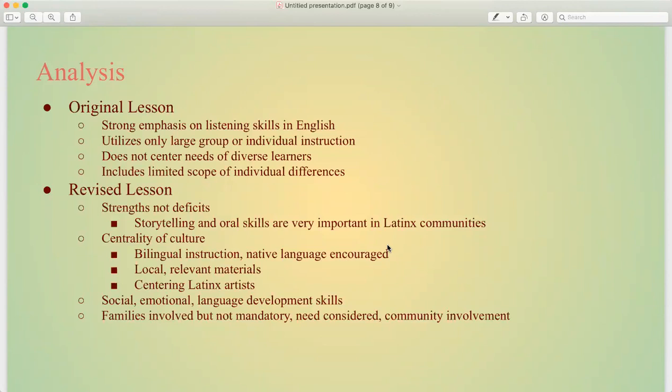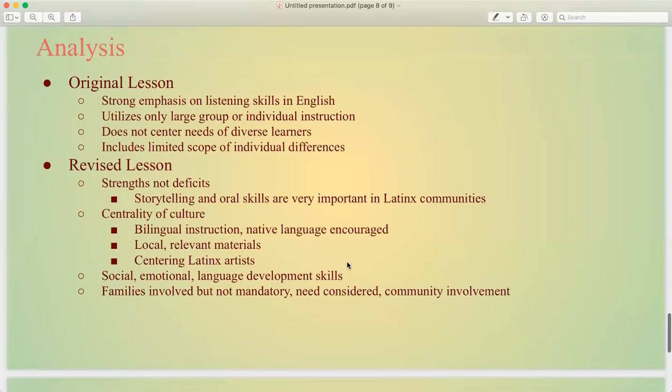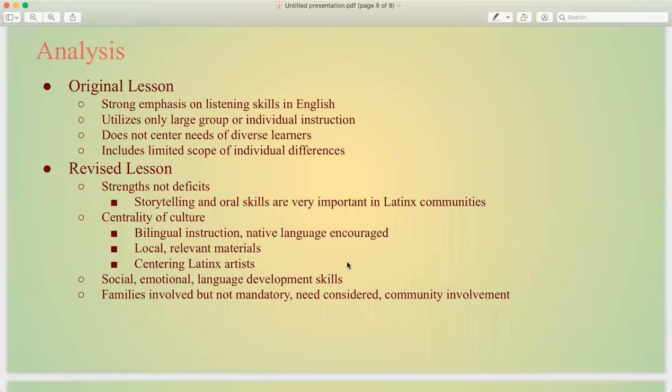Also focused on large group or individual instruction, which does not allow for that social, emotional, and language skill development that really comes from collaboration and peer work. It also did not center the needs or experience of diverse learners. It was very bland, just focusing on the book and not really contextualizing it in any sort of greater world view. And so in revising my lesson, I focused primarily on strengths, not deficits.